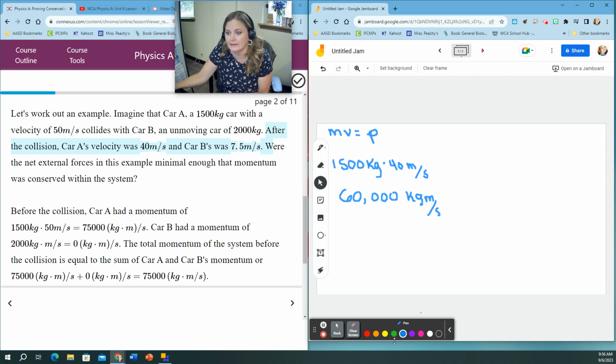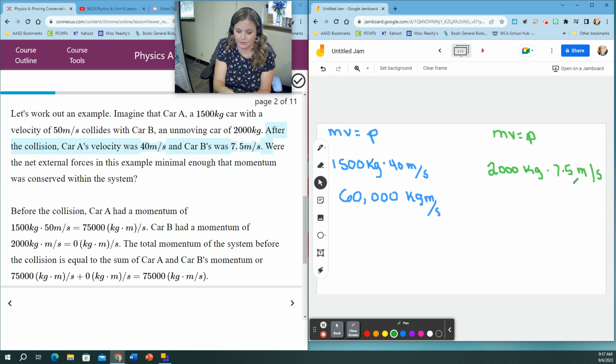Okay, car B still has a mass of 2,000 kilograms. And now its velocity is, what does it say? 7.5 meters per second. So it got nudged a little bit forward. So if I take 2,000 times 7.5, I get 15,000.